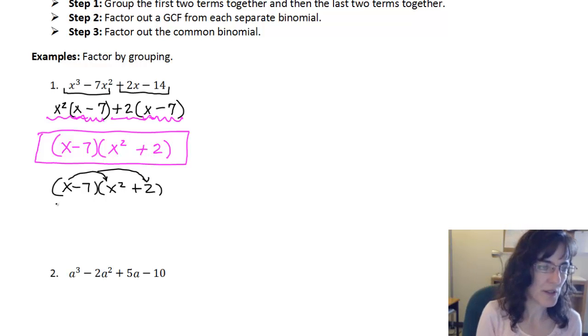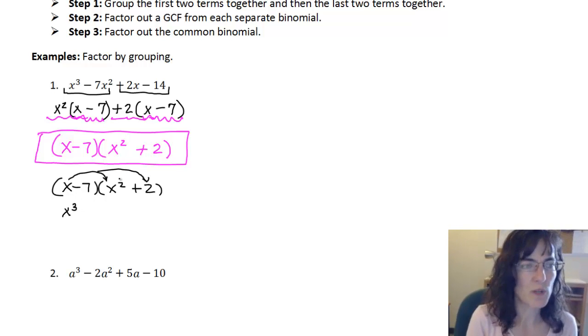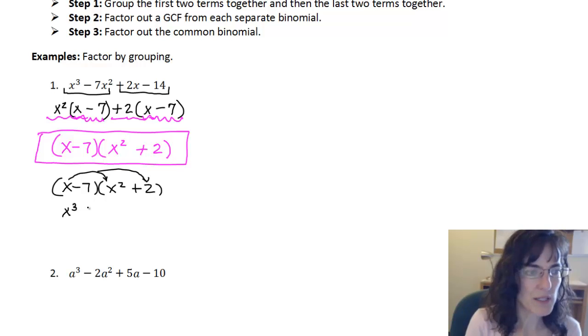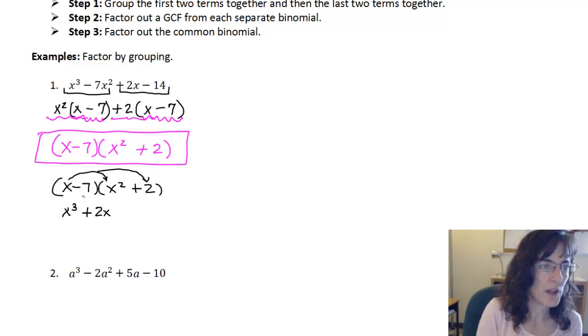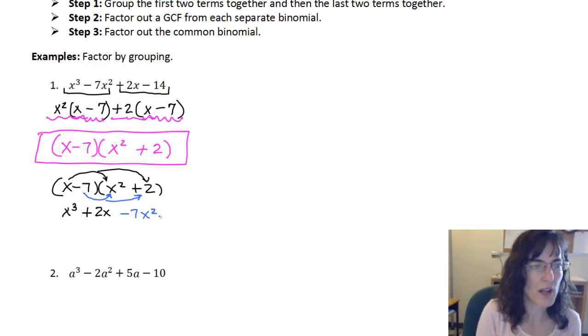Let's try distributing the x. So x times x squared, that's 3 x's being multiplied, so that's x cubed. X times positive 2 will be a 2x. And then, in another color, we can do the negative 7 distribution. So it'll be negative 7x squared and then negative 14.